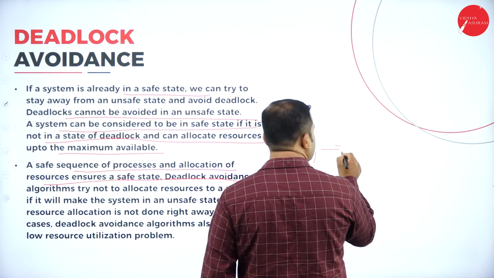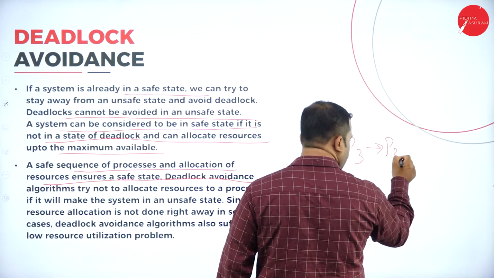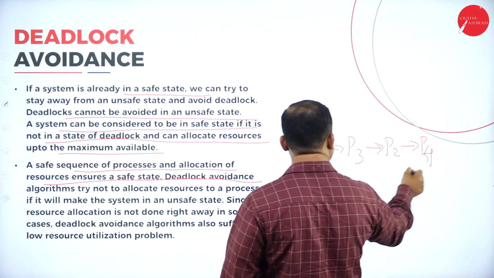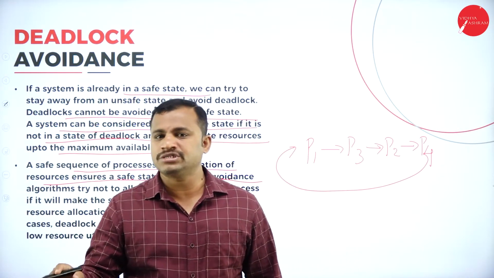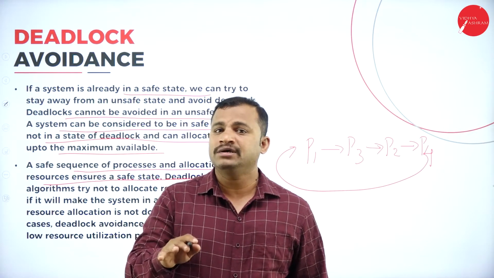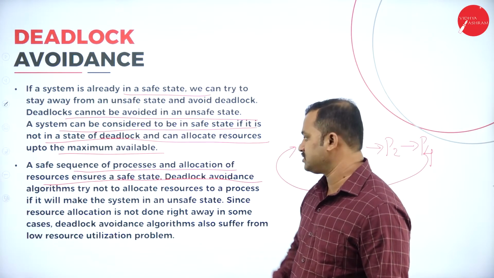After P1, which is the next process to be executed, and then the next process to be executed after that. All this sequence is written here to indicate that all of the resources available within a system are sufficiently used by the processes. That is called the safe sequence.